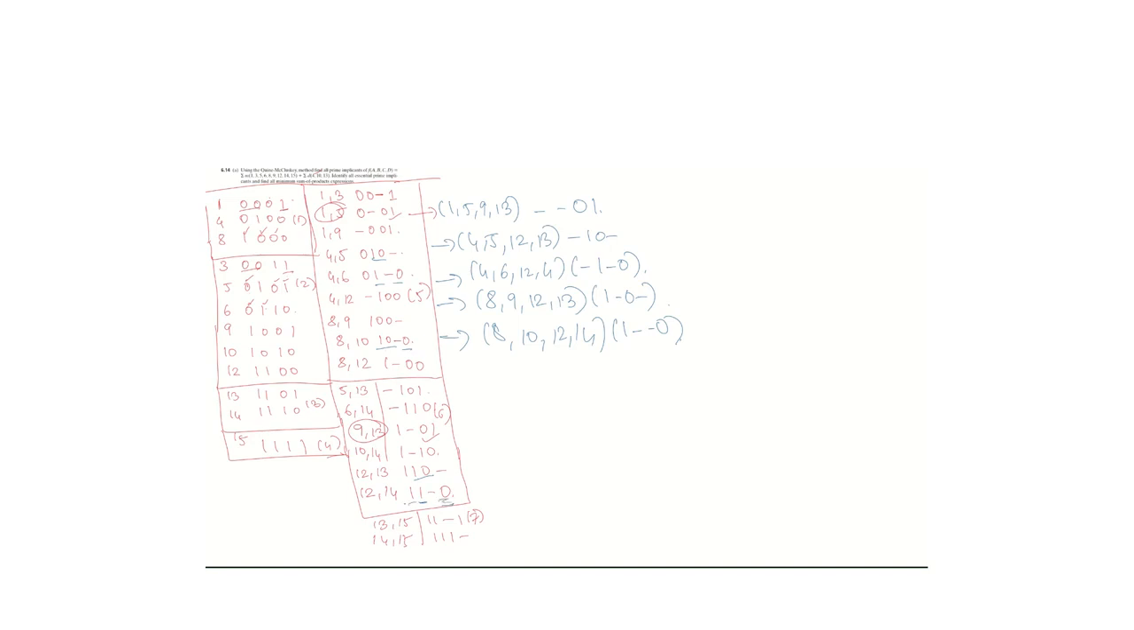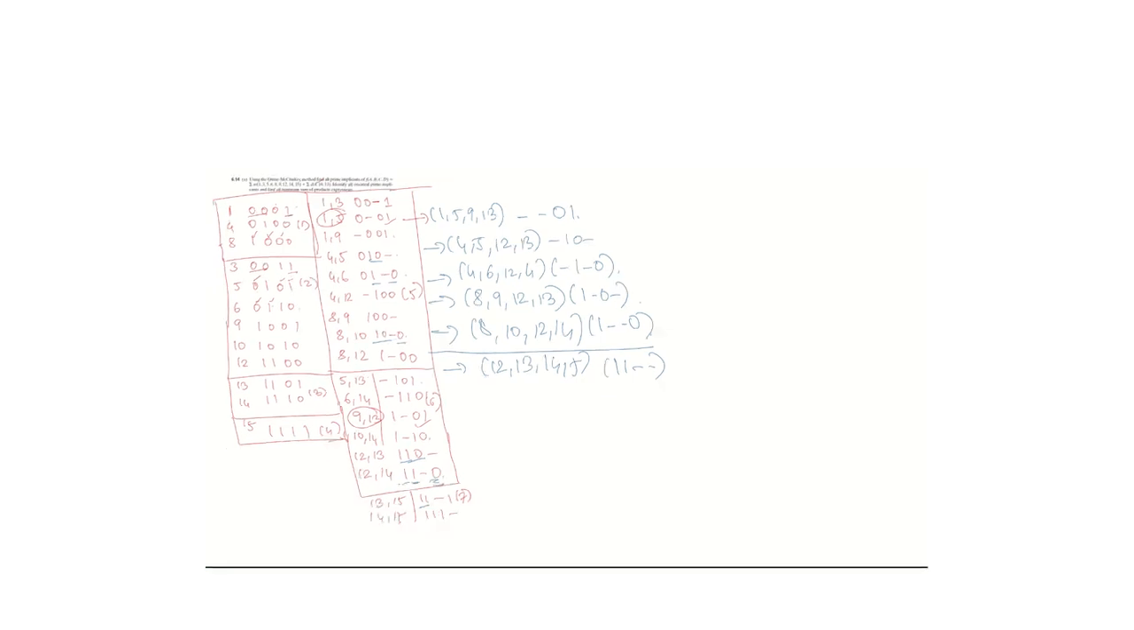Okay, so this becomes one group, and the final group would be between this and this. I can see only one combination: 12, 13, 14, 15. This will give me 1, 1 dash dash.